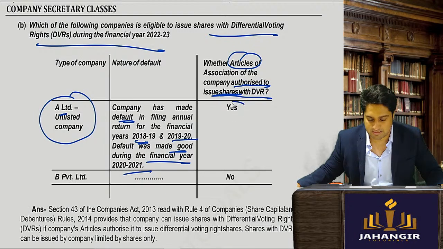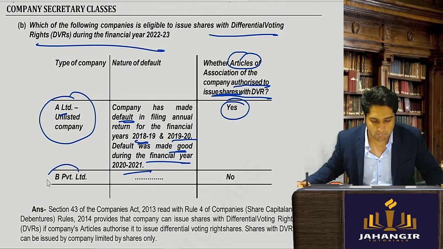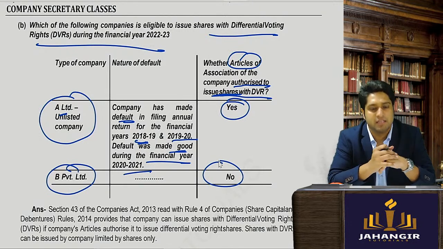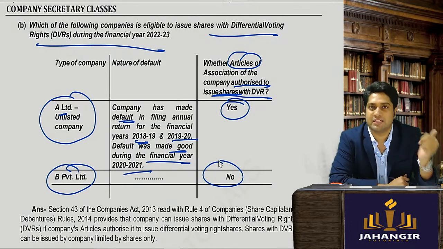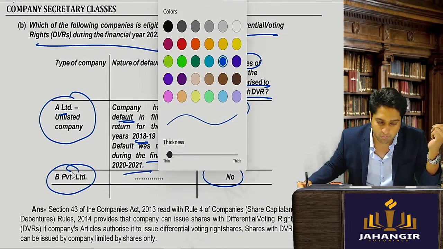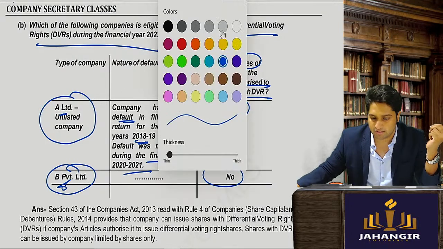So what is your answer? Yes. And in company B, no. Okay, so whether the companies can issue DVRs, this company which has made a default, and the second is a private company. So let's read the provision and then we'll try to answer it together.